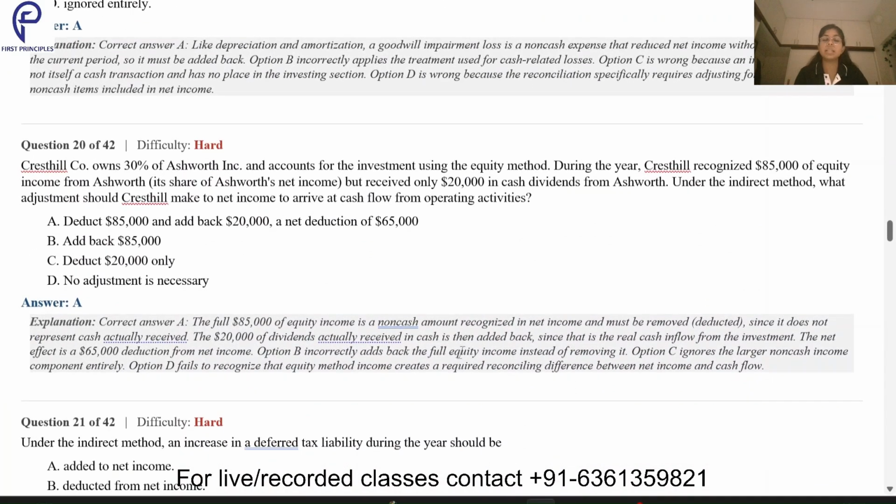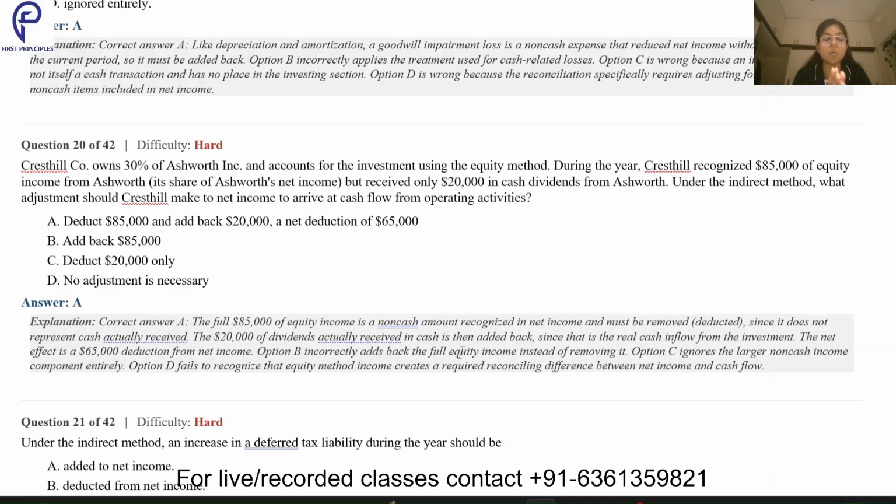Moving on to the next question. Crest Hill Company owns 30% of Ashworth Incorporation and accounts for the investment using the equity method. Now it's a lengthy question, so I will read the last line. What adjustment should Crest Hill make to the net income to arrive at the cash flow from operating activities? Okay, it's talking about adjustments. When we read the last line of the question, we get the context. I know that I need to see what adjustment needs to be done, so I will read the question accordingly.